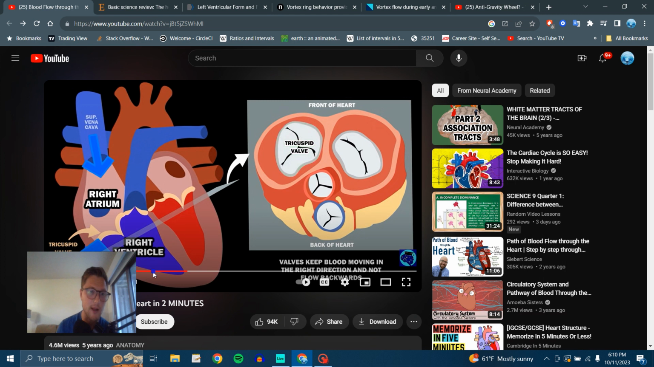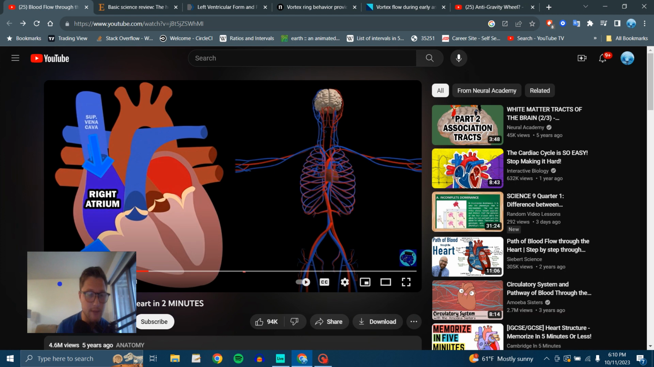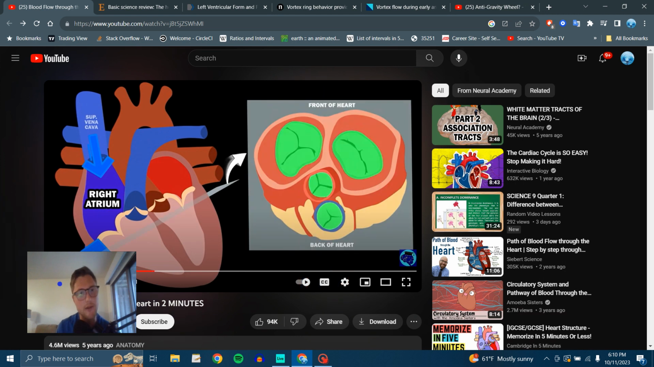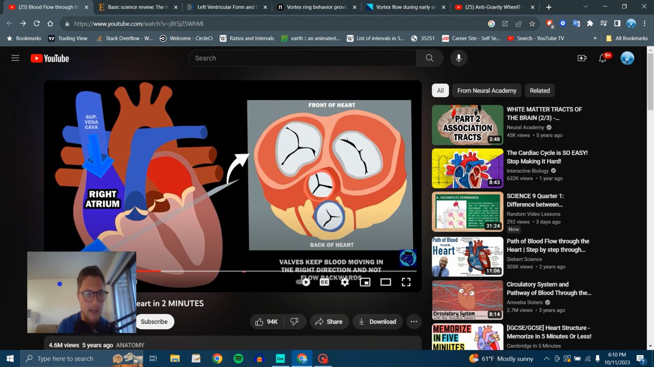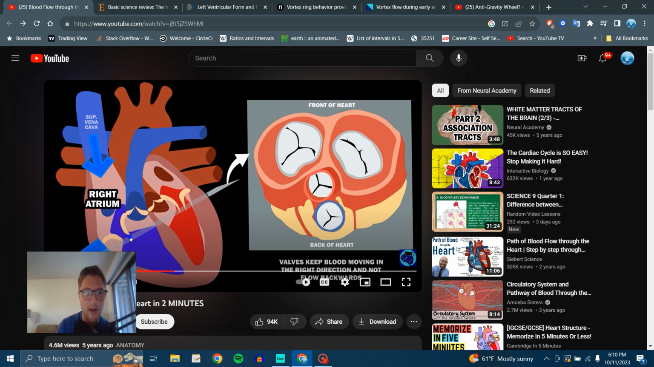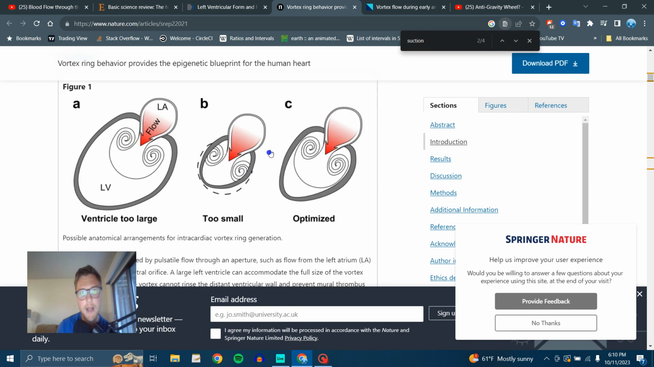The tricuspid valve opens, just like a valve would, and blood will flow in there. And try to see the... there it is. And as that valve opens, it creates a toroidal vortex.